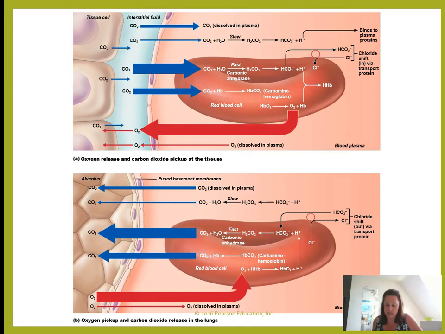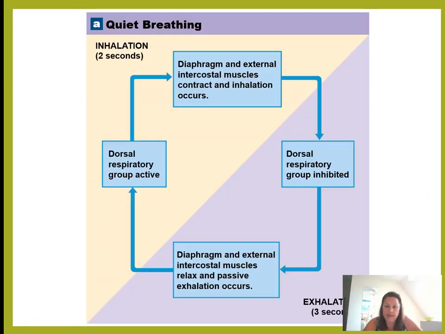So let's move to figuring out how we control respiration, right? The respiratory centers in the brain control the breathing with input from chemoreceptors and higher brain centers.